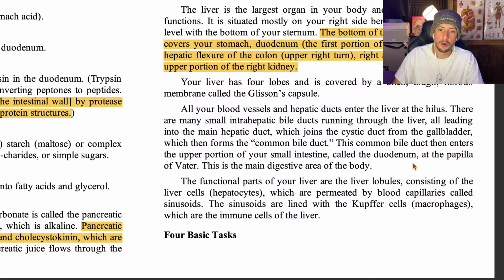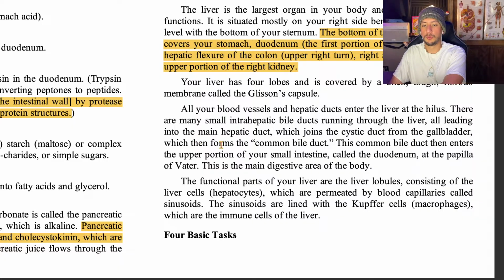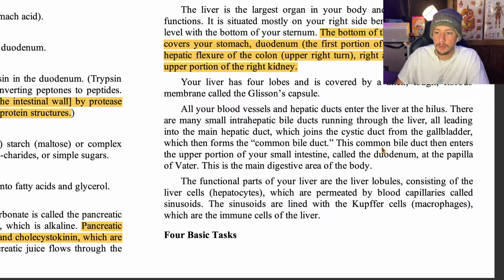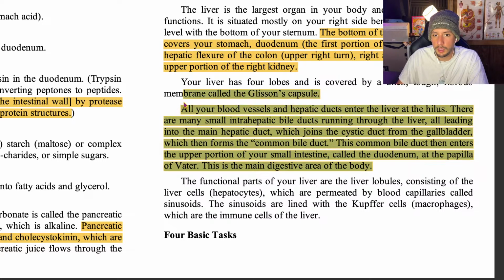There are many small intrahepatic bile ducts running through the liver, all leading to the main hepatic duct, which joins the cystic duct from the gallbladder, which then forms the common bile duct. This common bile duct then enters the upper portion of your small intestine called the duodenum at the papilla of Vater. This is the main digestive area of the body. So we're going to read that again, don't worry.